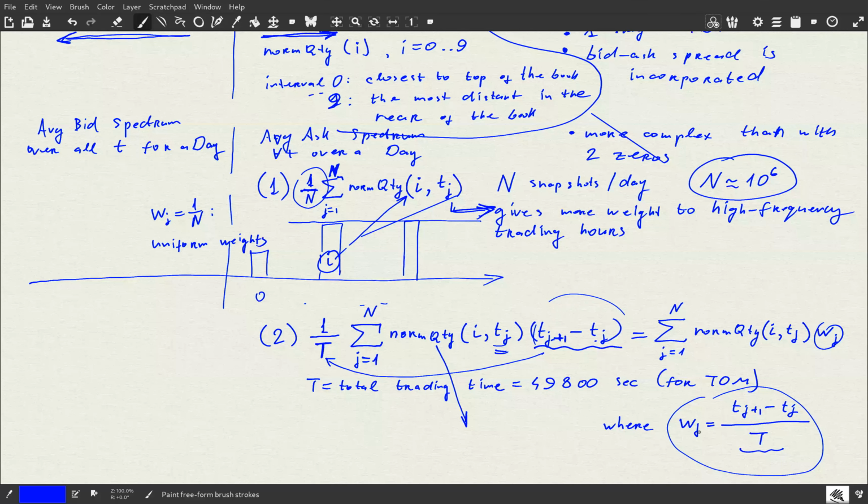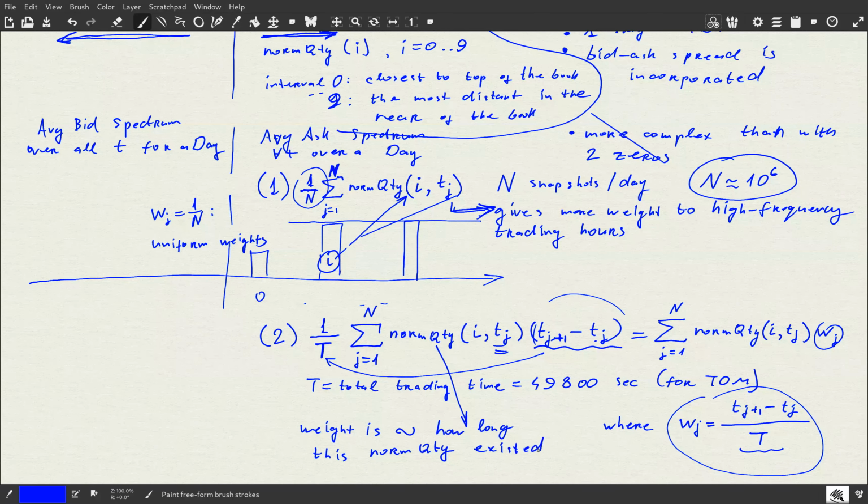And in case number two, where the weight WJ is duration based, it's TJ plus 1 minus TJ over T, then the weight is proportional to how long this norm quantity existed. Oh, I see. It's like a window function, yes? It is like a window function.